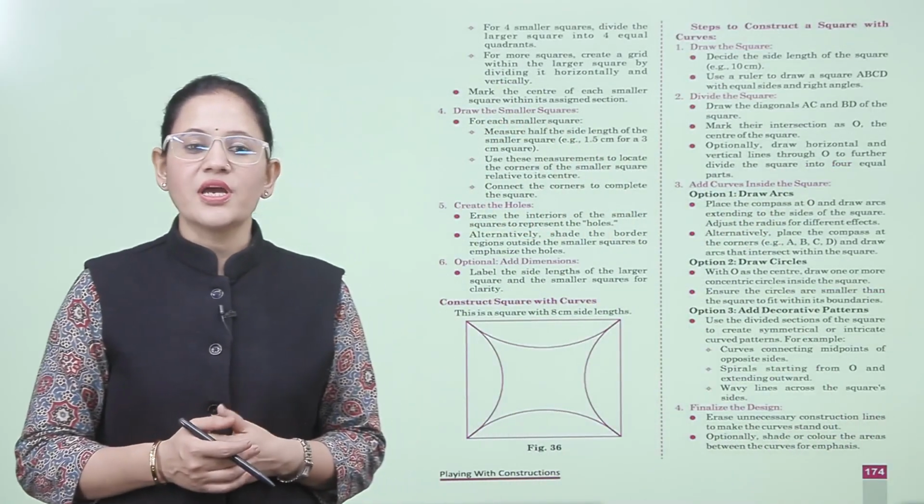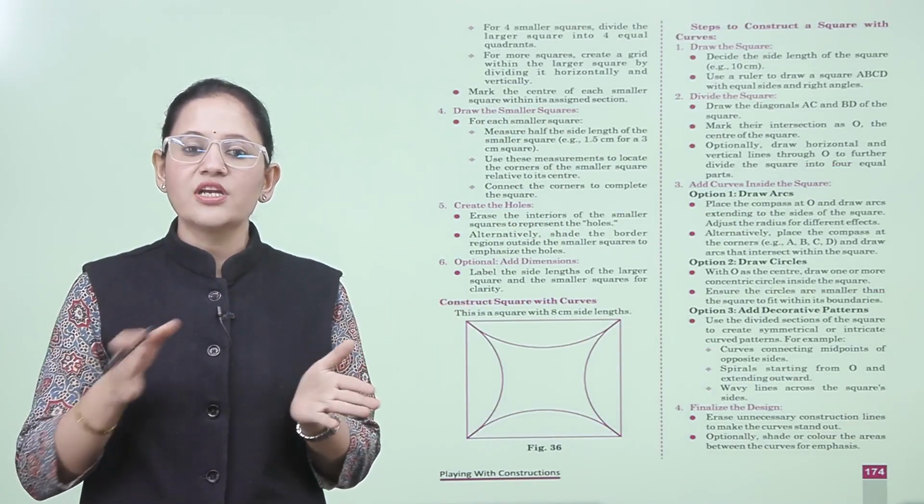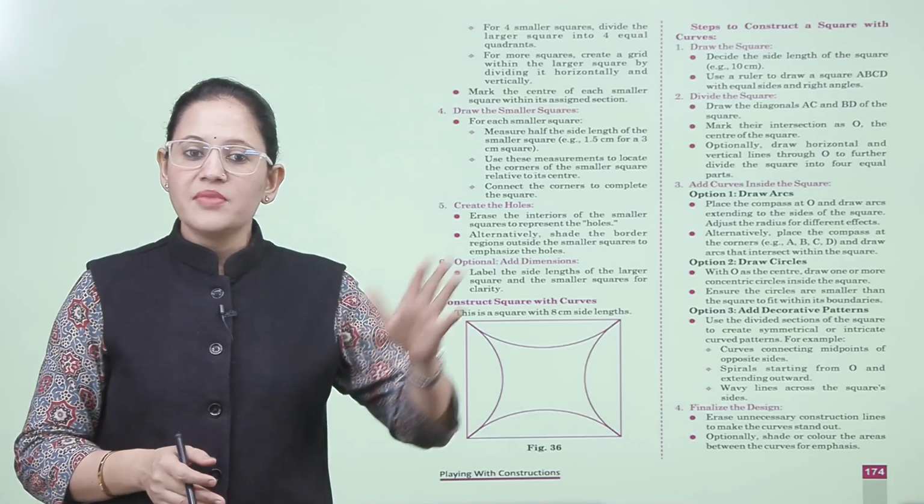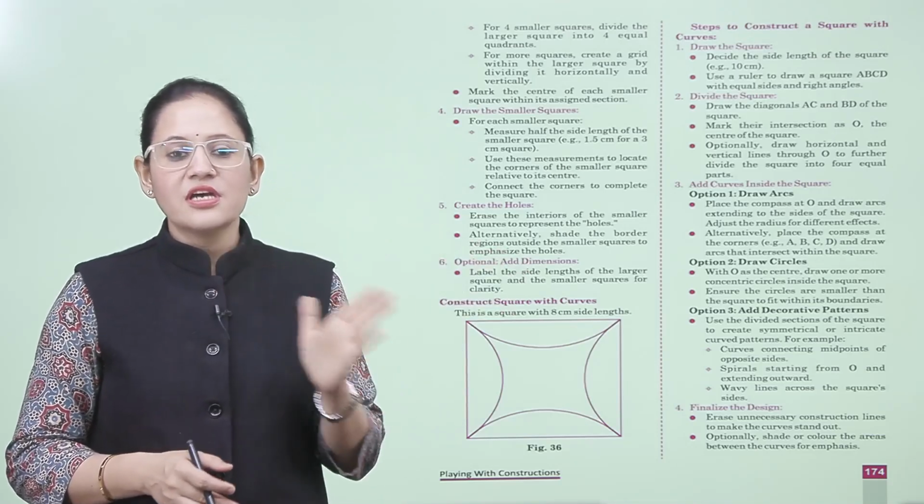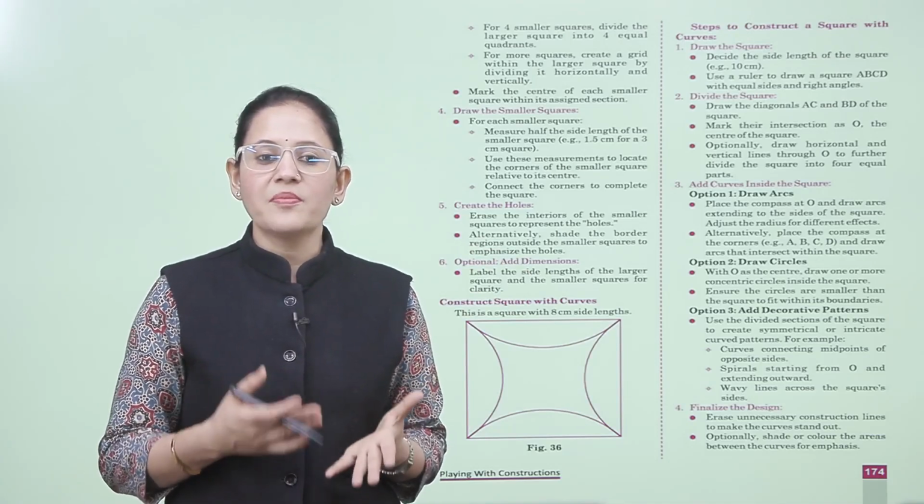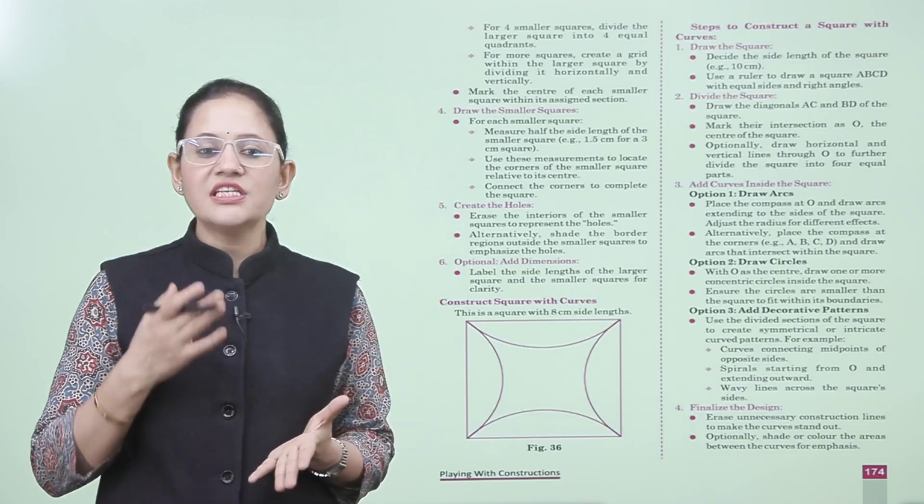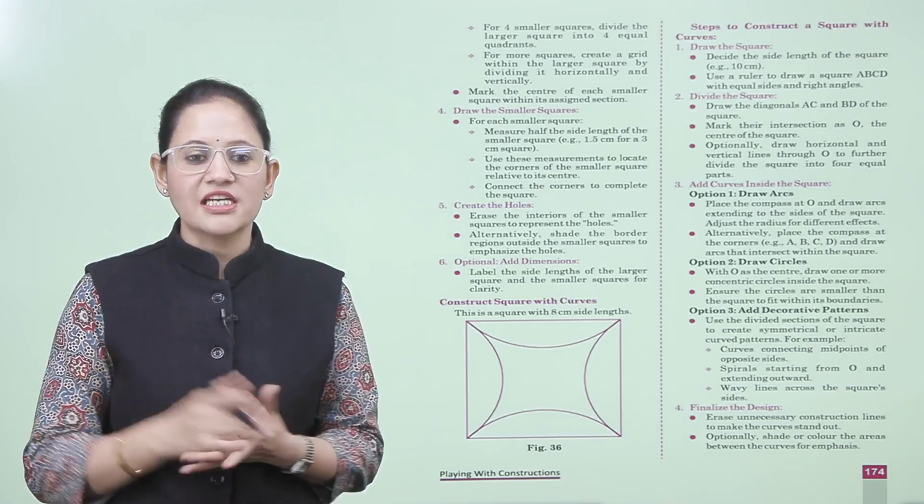For four smaller squares, divide the larger square. So we have to divide the larger square into four equal quadrants, meaning four parts, four small squares. For more squares, create the grid within the larger square by dividing it horizontally and vertically. Mark the center of each smaller square within its assigned section.